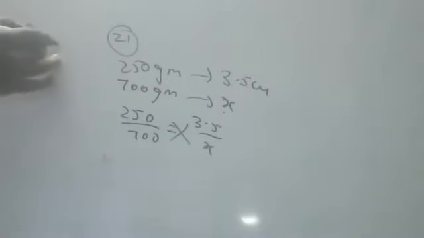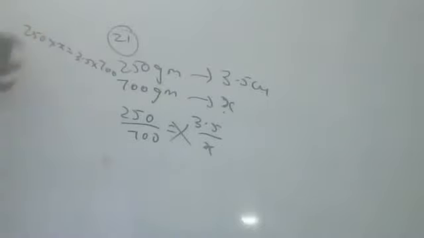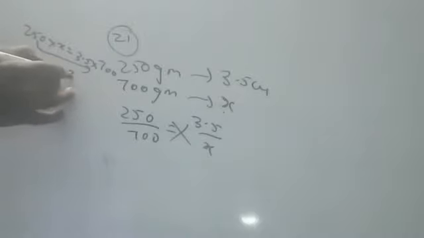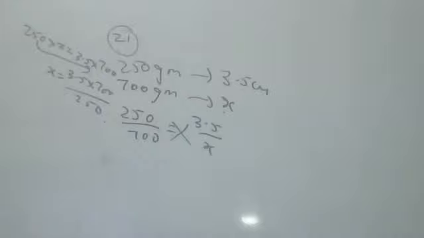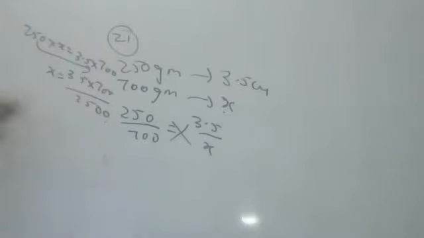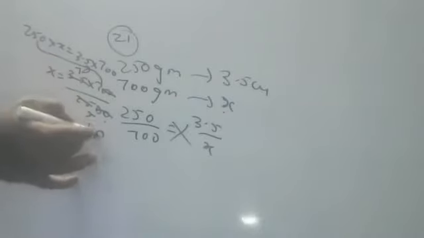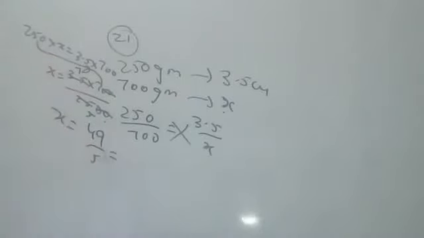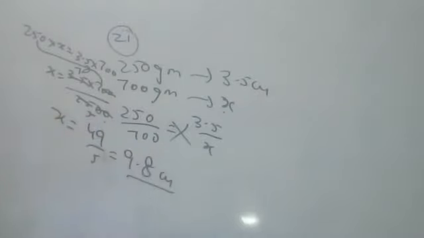3.5 into 700 is equal to 250 into x. 250 will go down. So 3.5 into 700 by 250. If you remove this point, one more zero will come. Two zeros cancel. 5 5s are 25, 5 7s are 35. 49 by 5 is 9.8 centimeters.